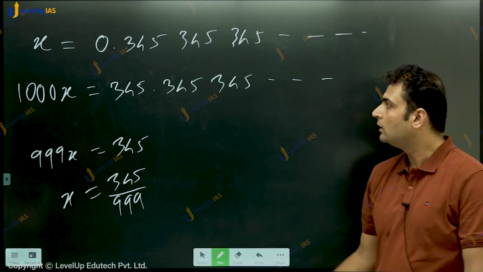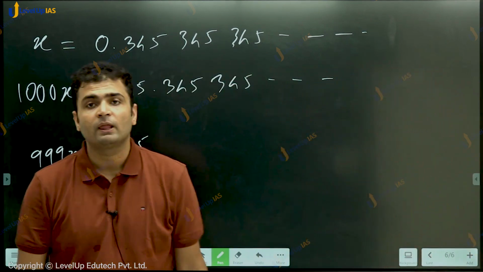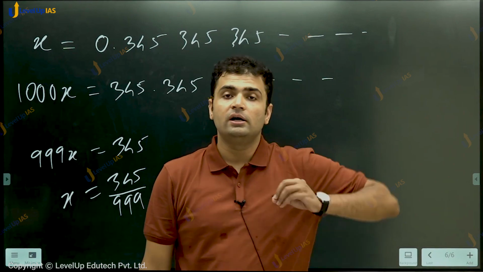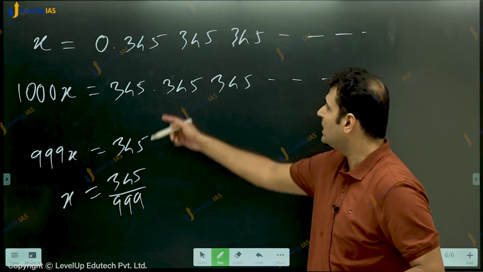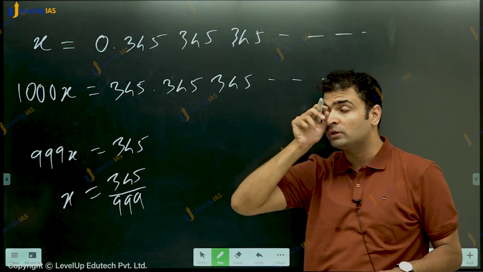This is type 1 where we have 0 point something and recurring digits start immediately after the decimal point. That means the recurring starts right from here, there is nothing in between.